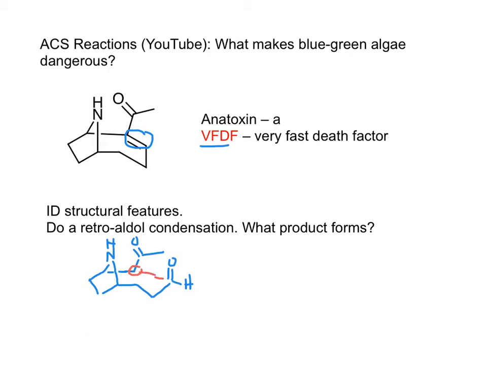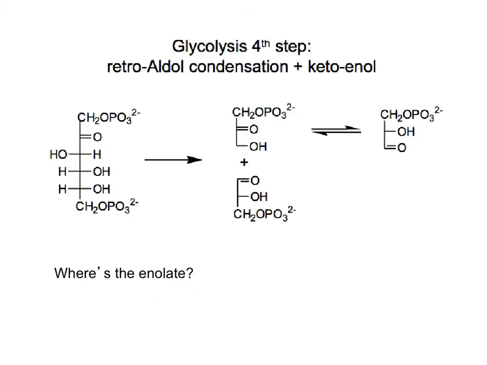at this carbonyl carbon. Many of you are biology majors, so you're familiar with glycolysis, in which glucose is converted to pyruvate in 10 steps. The fourth step involves a retroaldol condensation, so stop the video and identify the enolate ion.